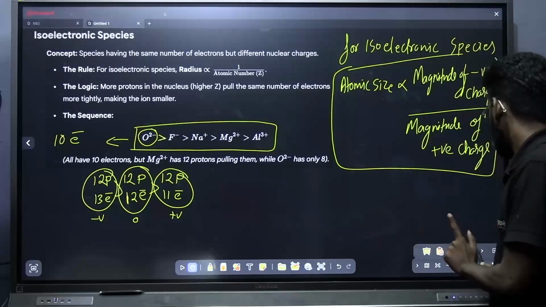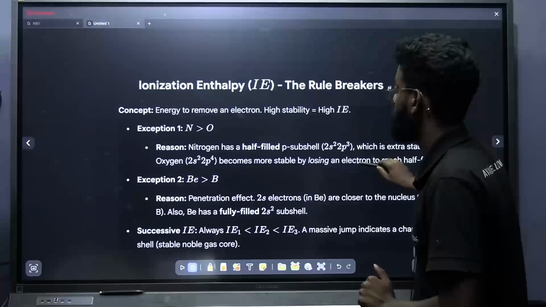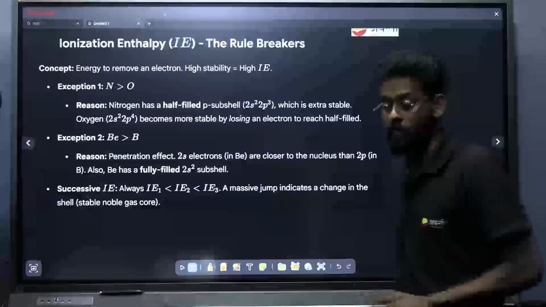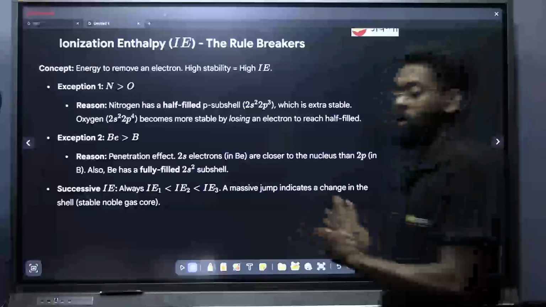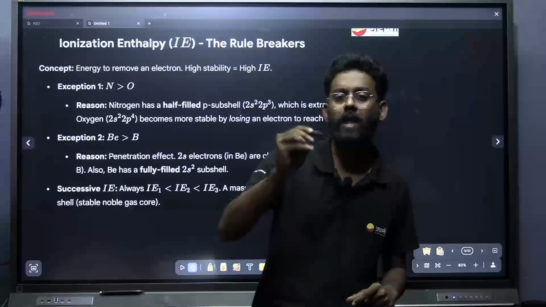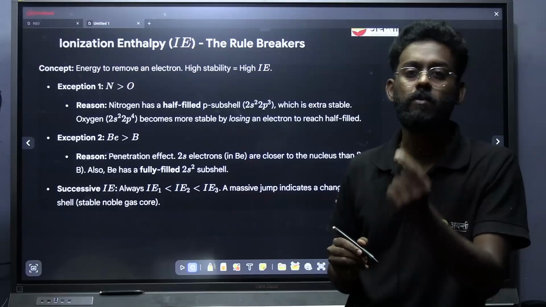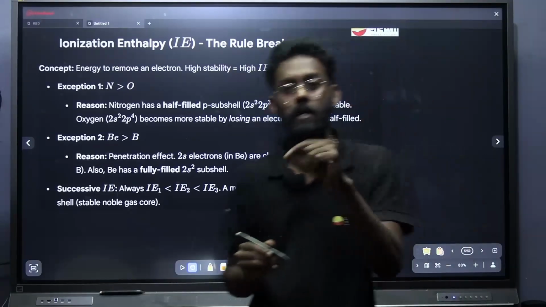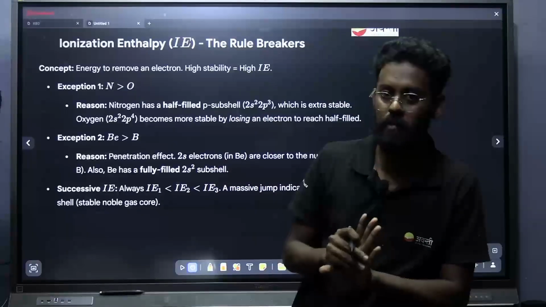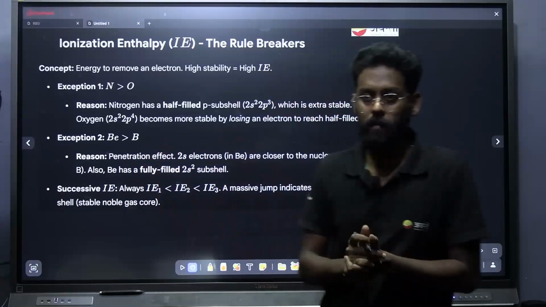Now I want to move to the next part of it, that is ionization enthalpy. The ionization enthalpy is another important part. This is the rule breaker, in which you can see a lot of exceptions. Anyhow, I want to tell what is ionization enthalpy. It is the energy required to remove an electron from its ground state gaseous atom, to outside. That is what ionization enthalpy is. It is the energy required to remove an electron.